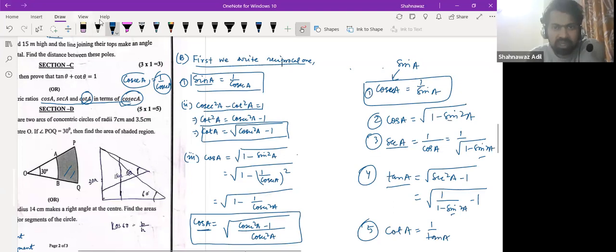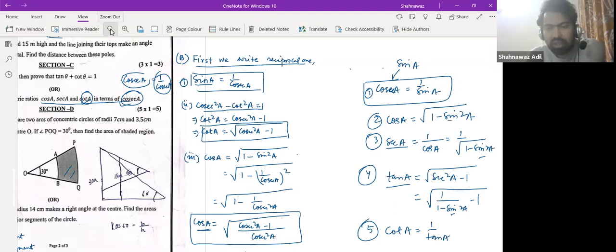Please practice one at your home. Let's say you write everything in terms of cos. Please do this question at your home, right? And if you get stuck, please note down this problem.